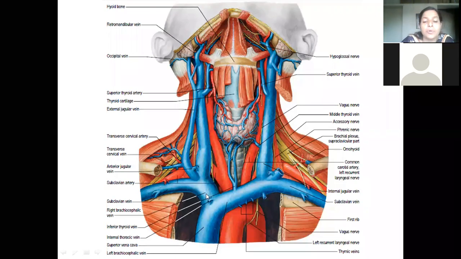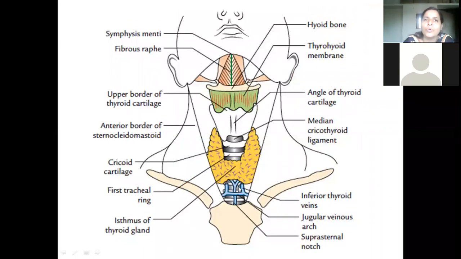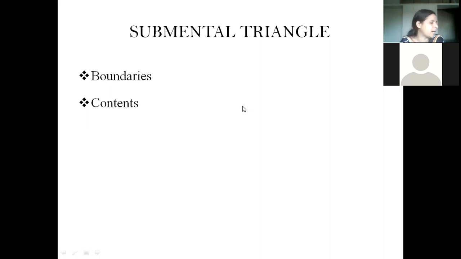I'm trying to give maximum information from whichever diagram I'm getting so that you understand relations properly. You need not imagine things. So this is our thyroid gland, right and left lobe and isthmus. These are the tracheal rings. This is the cricoid cartilage, thyroid cartilage, hyoid bone. Between the thyroid cartilage and the hyoid bone, we have the thyrohyoid membrane. So we are done with the muscular triangle.